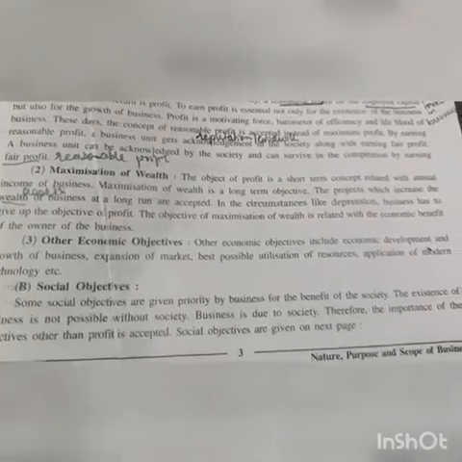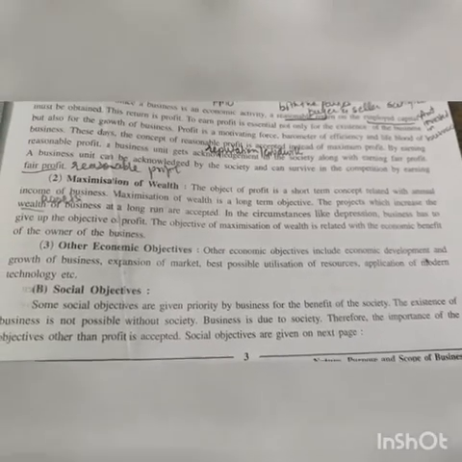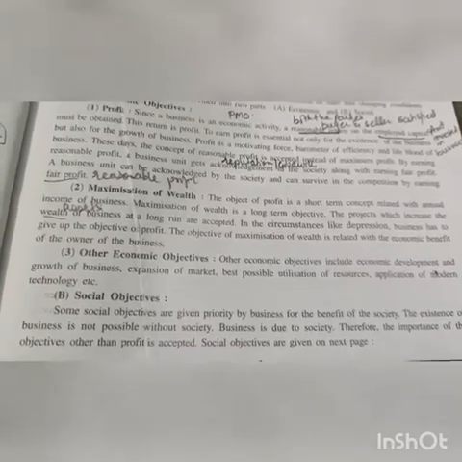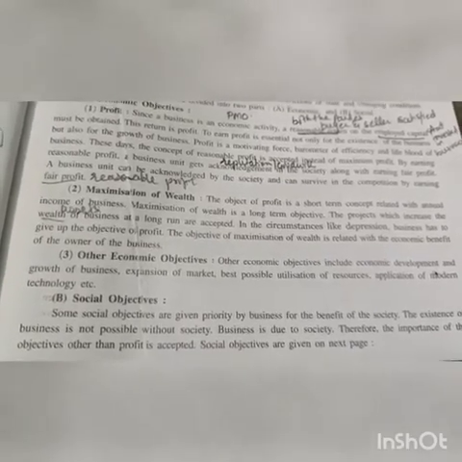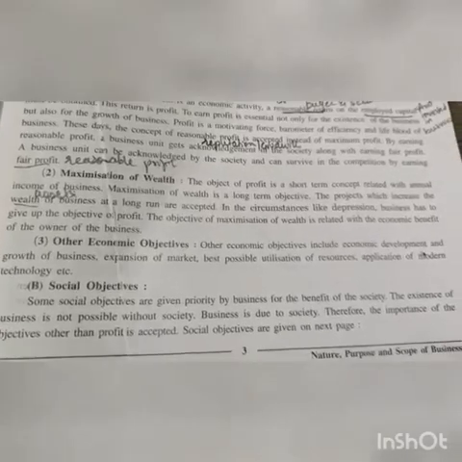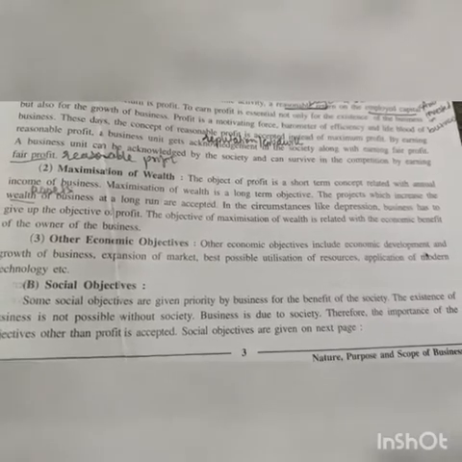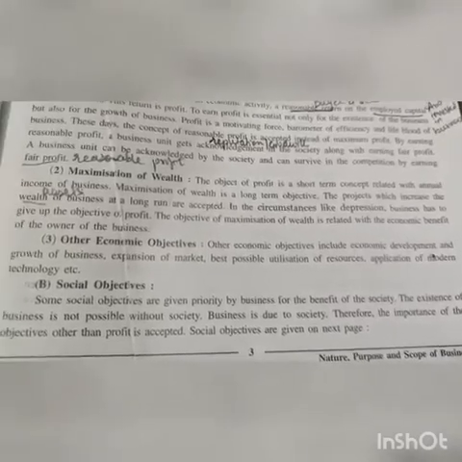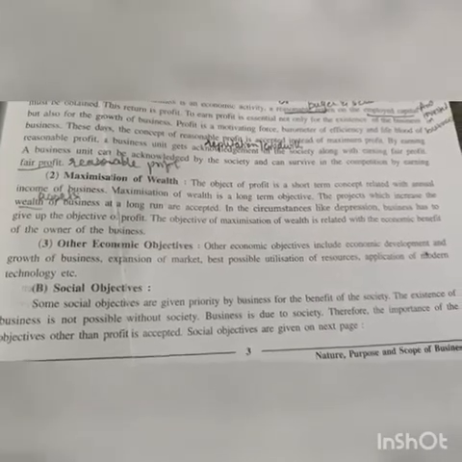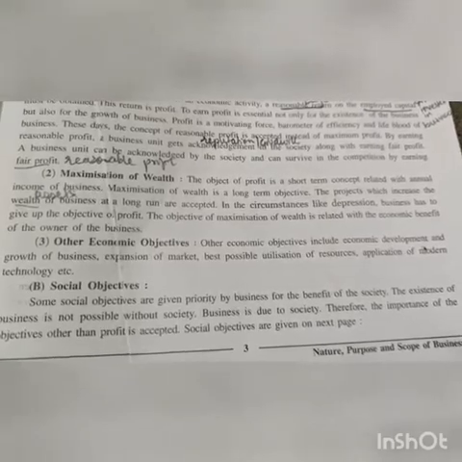Now let us see social objectives. See, the objective itself has the word social with it. Here social means society, so in this particular objective you are also supposed to think about the society. Some social objectives are given priority by business for the benefit of the society. The existence of business is not possible without society. Business is due to society, and therefore the importance of objectives other than profit is also accepted.